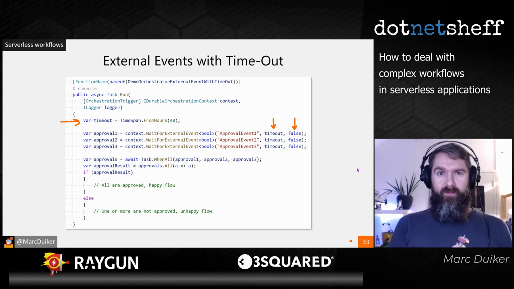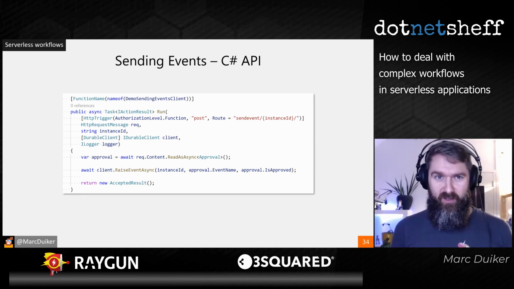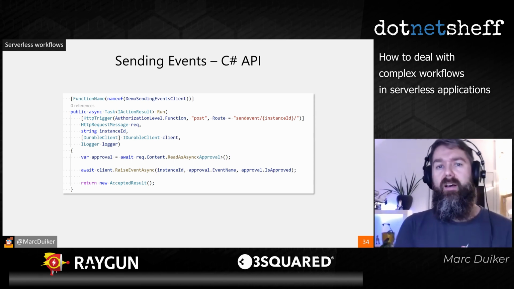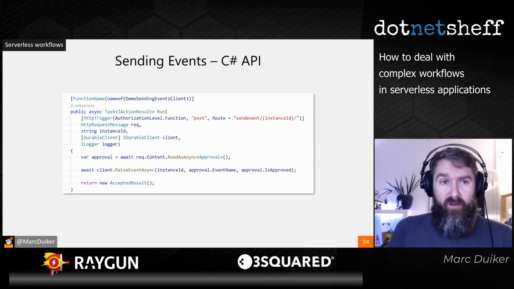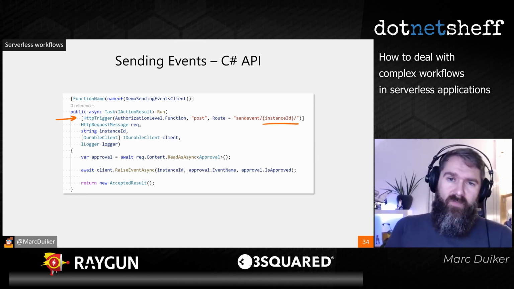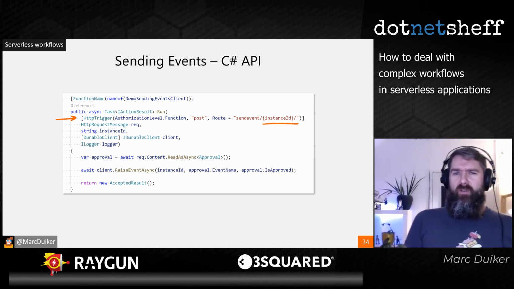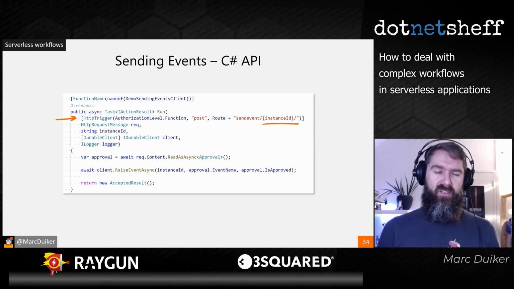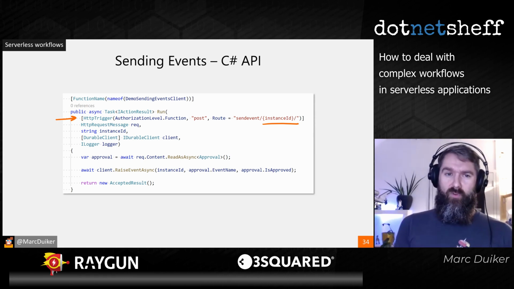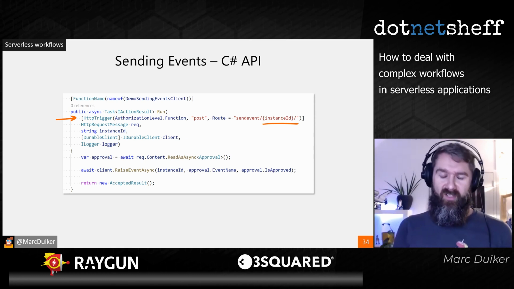All right, so that was the receiving of events, but of course events have to come from somewhere, so they have to be raised, they have to be sent. There are various options how you can do that. One of them is using the C# API from a client function. Here we are in an HTTP triggered function, and we specify the instance ID of the orchestrator in the route. That is the tricky part about raising events when it comes to durable functions, because you need to raise an event not only to a specific orchestration, but to a specific instance of an orchestration. So we need to have that instance ID somewhere.